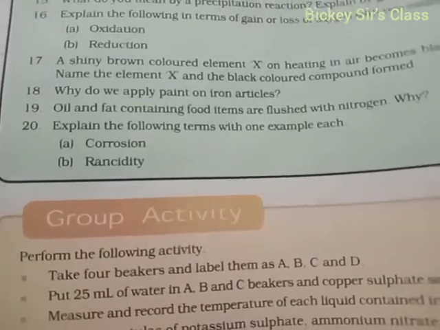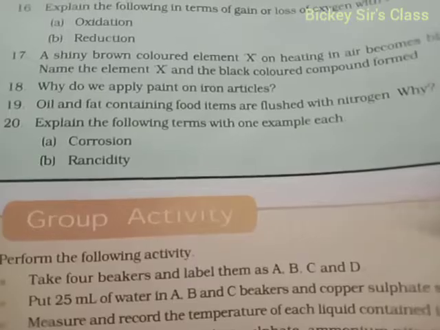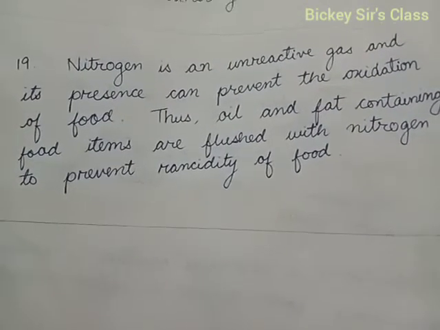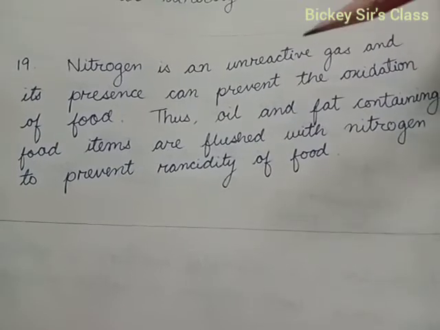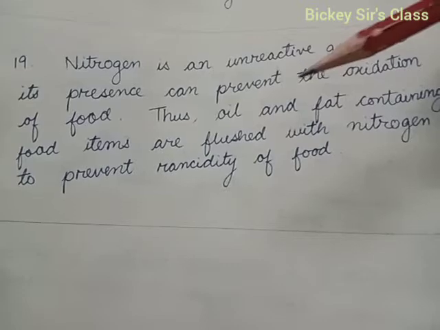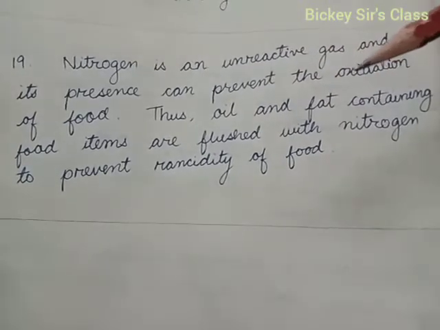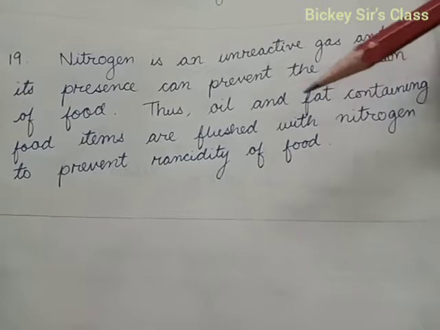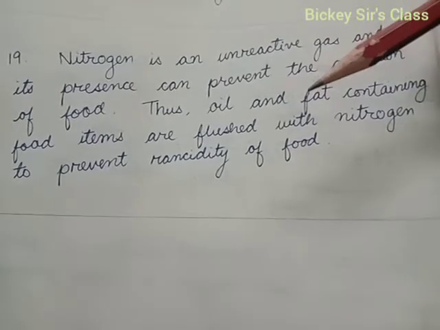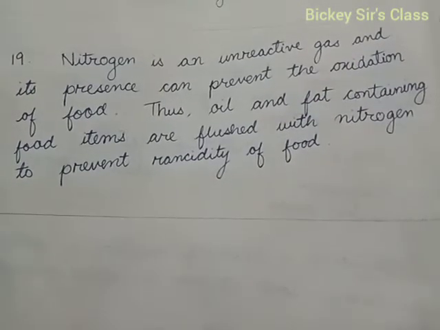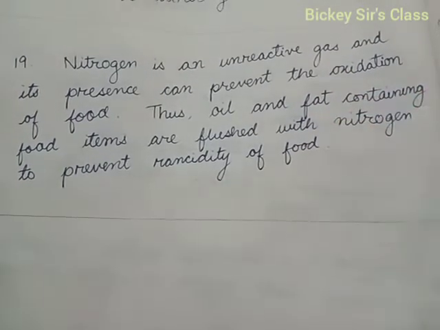Next, question number 19. Oil and fat containing food items are flushed with nitrogen. Why? And the answer is nitrogen is an unreactive gas and its presence can prevent the oxidation of food. Thus, oil and fat containing food items are flushed with nitrogen, especially the chips packets. They are flushed with nitrogen to prevent rancidity of the food or to prevent the food from becoming rancid.